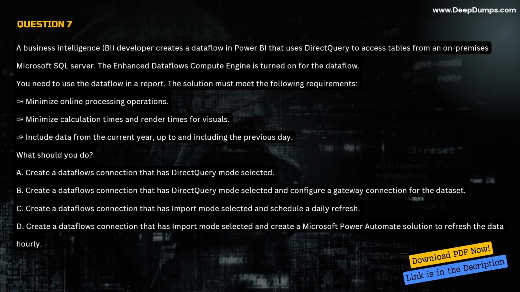What should you do? A. Create a data flows connection that has direct query mode selected. B. Create a data flows connection that has direct query mode selected and configure a gateway connection for the dataset. C. Create a data flows connection that has import mode selected and schedule a daily refresh. D. Create a data flows connection that has import mode selected and create a Microsoft Power Automate solution to refresh the data hourly. Correct answer is C.